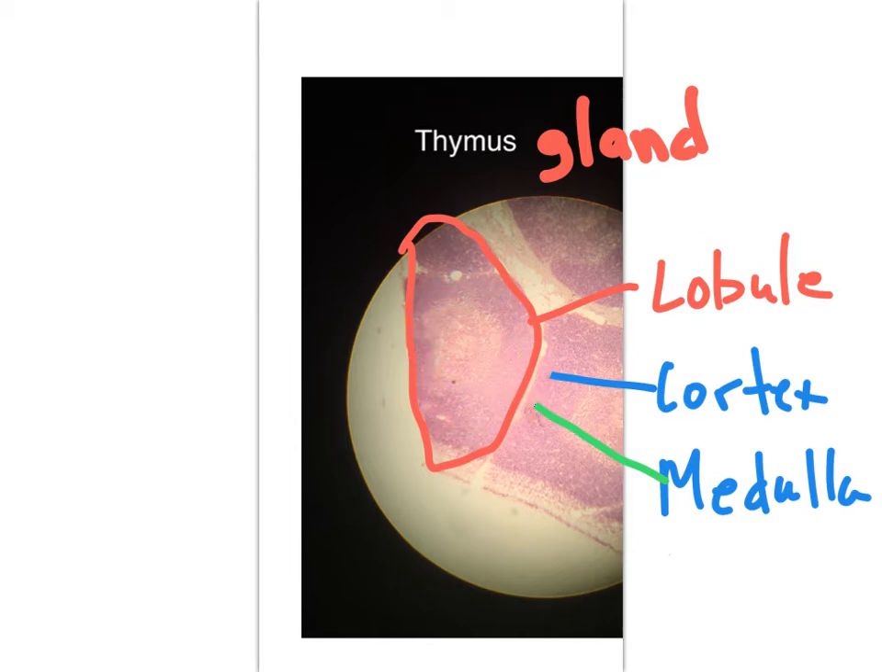Okay, so again, what we see here, whole structure, this is a lobule. I'll leave that outlined. Lighter portion located here, this represents the medulla, and this outer region, slightly darker purple, represents the cortex.